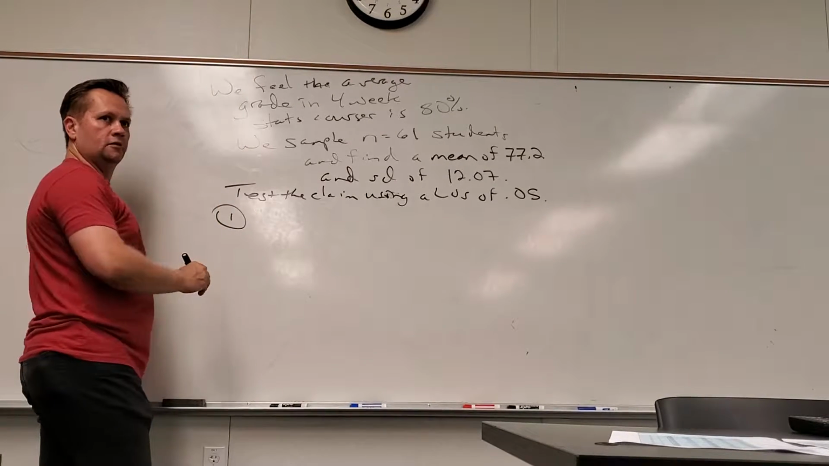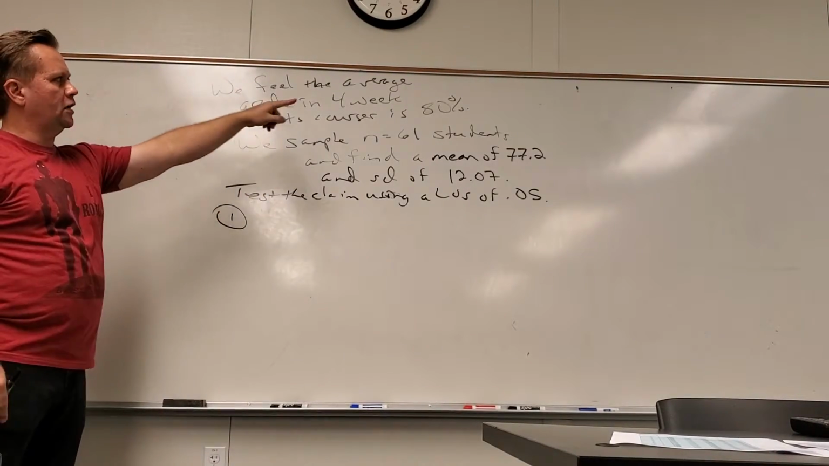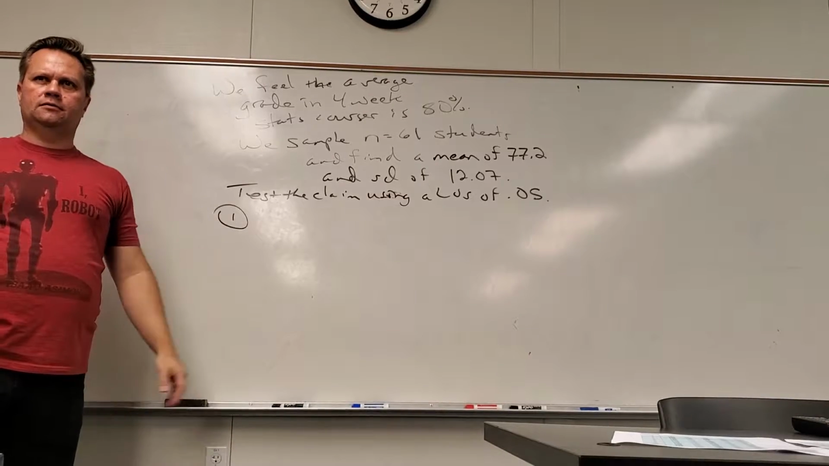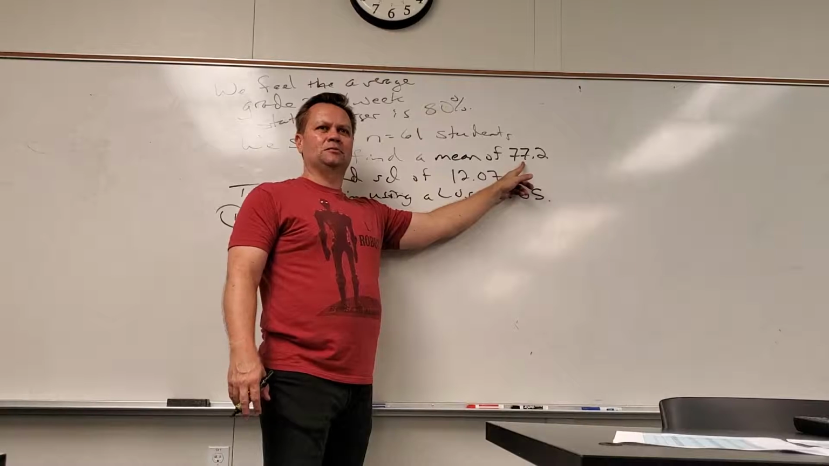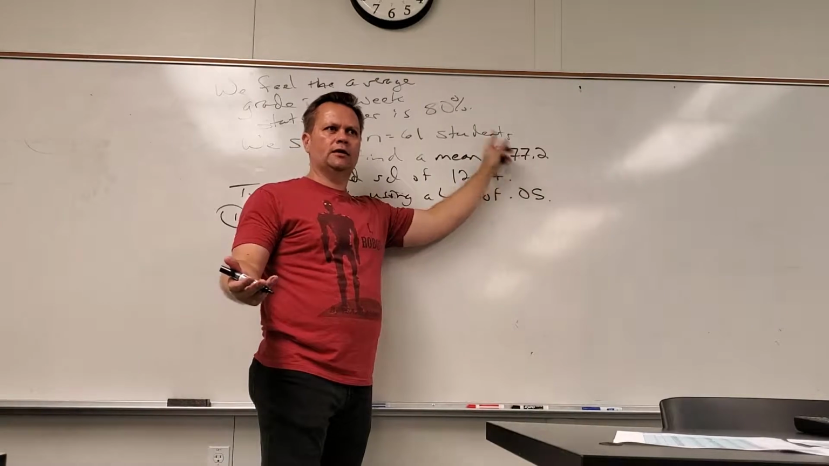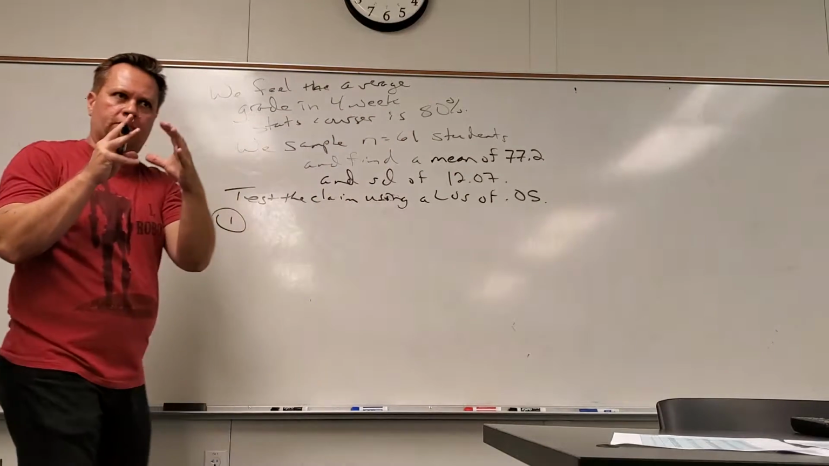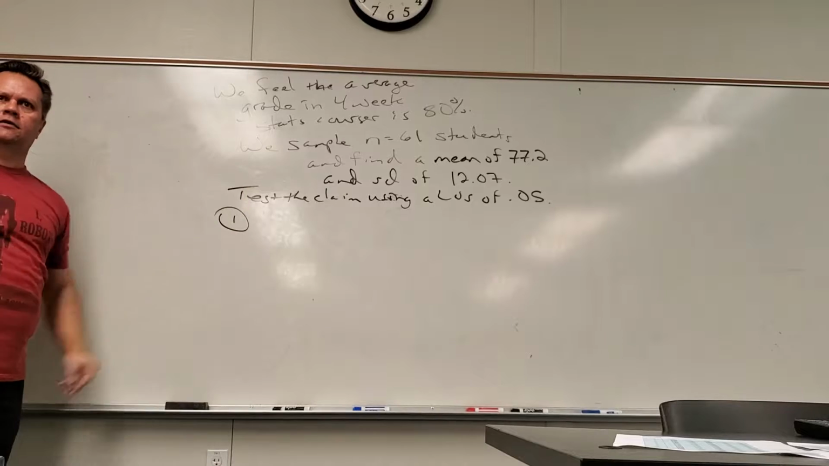So step 1. So we get the idea? We made a claim. We took a sample. Then we're going to test it. Is that equal to 80? No, but we're past that now. That's not good enough. It's got to be far enough away from 80 because it's just a poor little sample. So a sample's got to be really good evidence.